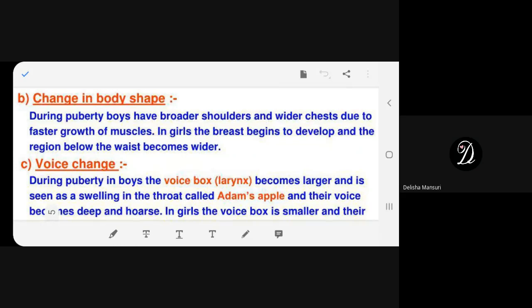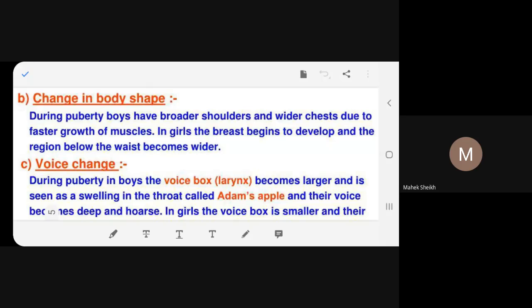Is there anything wrong, or do you agree with whatever is written over here? Is it true? Is it true or not? Yes, it's true. That's it. You are the living example, beta. You all are in the same stage, so it's easy for me to make you understand. You understand? Okay.